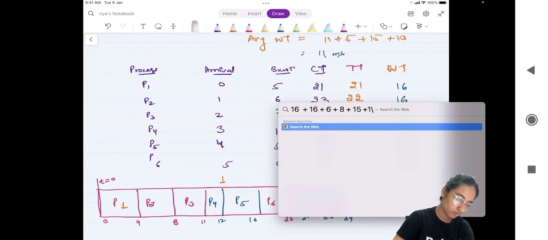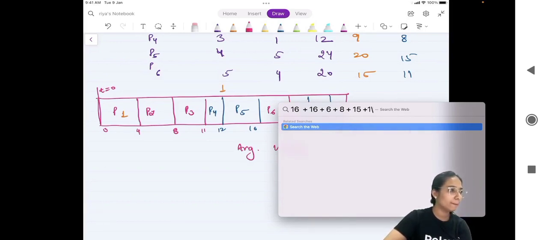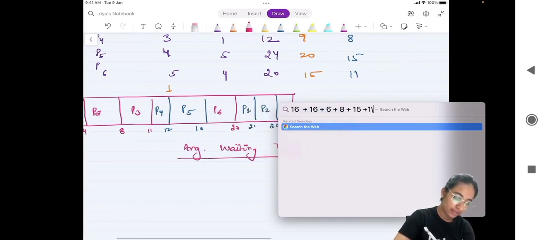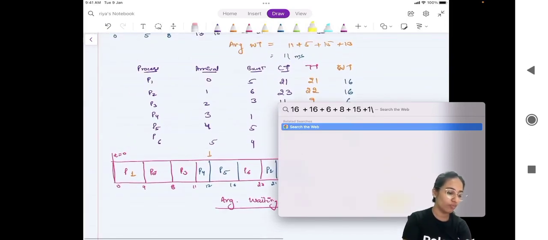So the average waiting time over here is 72 by 6 equal to 12 milliseconds. Okay, so this would be your average waiting time over here.